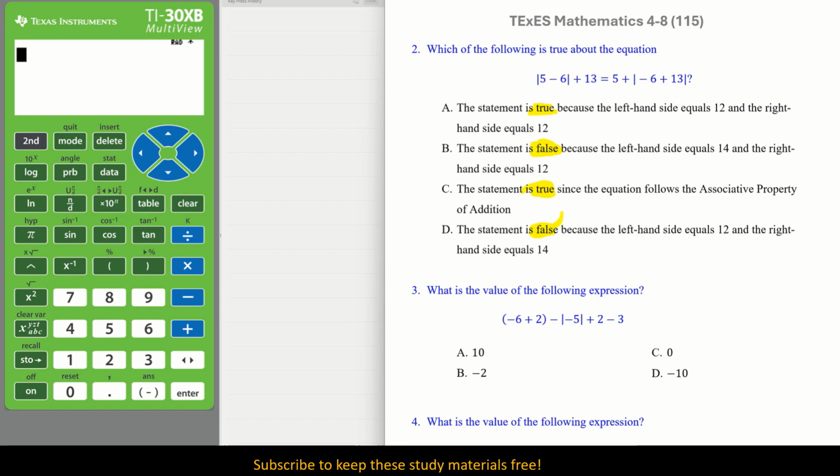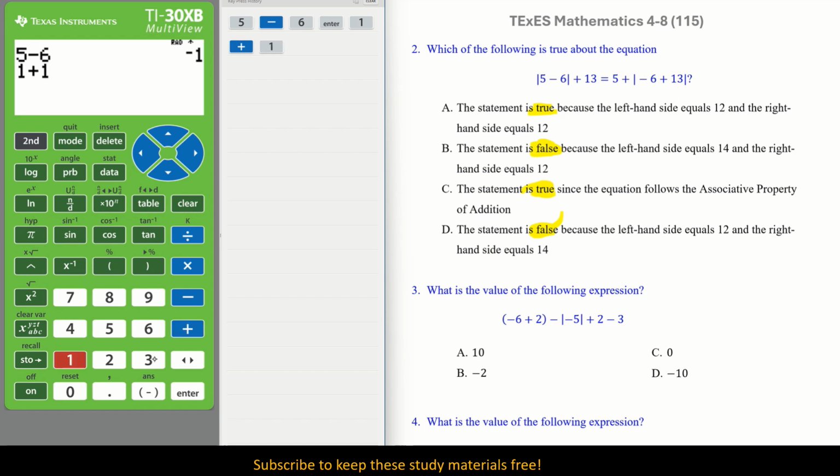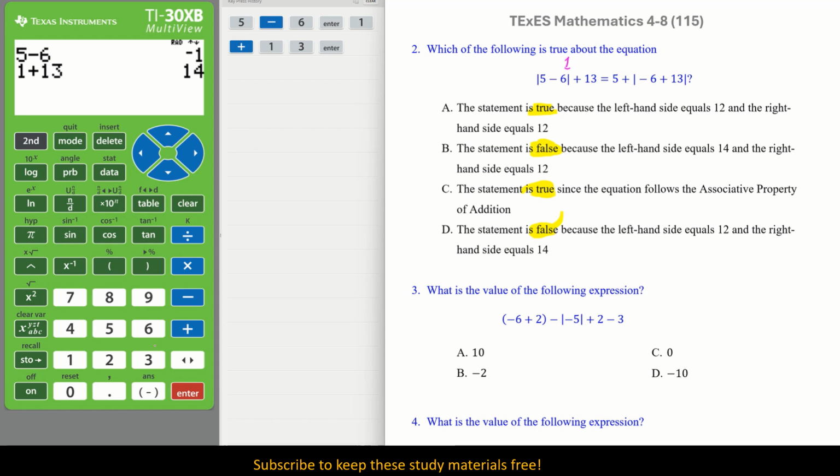They're testing your ability to quickly see absolute value. Okay? So if we look at the first one, well, if we put in 5 minus 6, that's negative 1. But we know the absolute value of anything negative has to be the positive. So what do we really have here on the left-hand side? We have 1 plus 13. Well, that gives us 14. So on the left-hand side, we have 14.